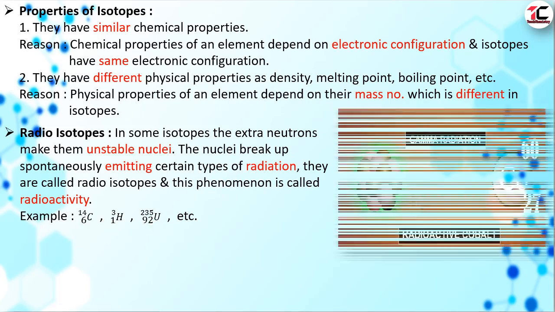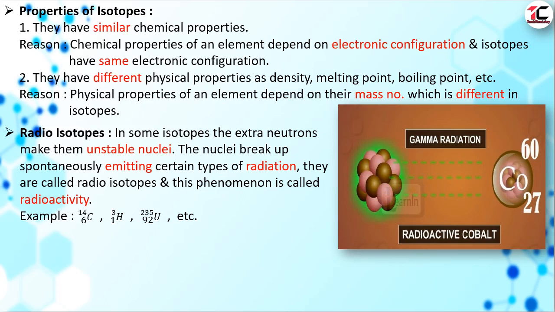Let us see in the diagram. Here is an isotope of cobalt. It is radioactive cobalt, and here we can see this is the atom of cobalt, and it is continuously emitting the gamma radiation. That's why it is a radioactive substance, and this is the radioactivity.